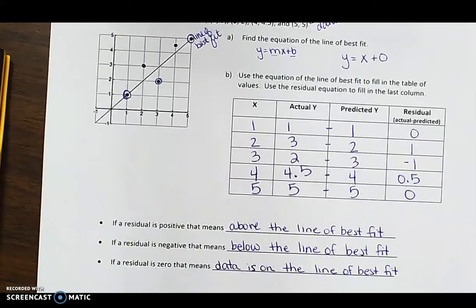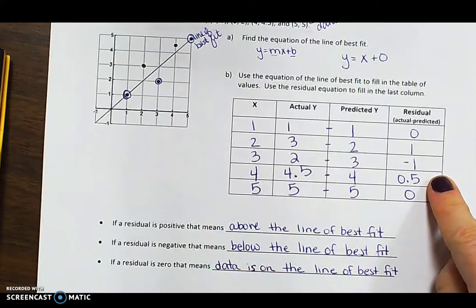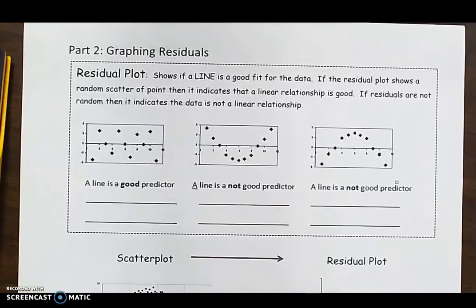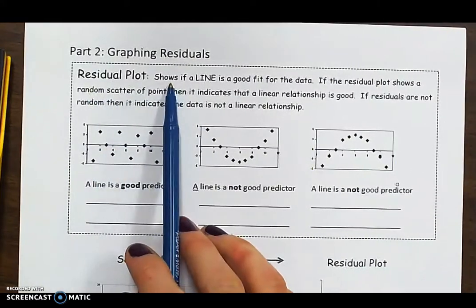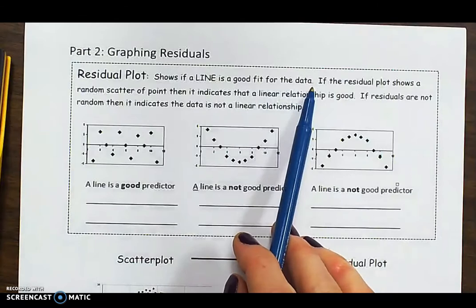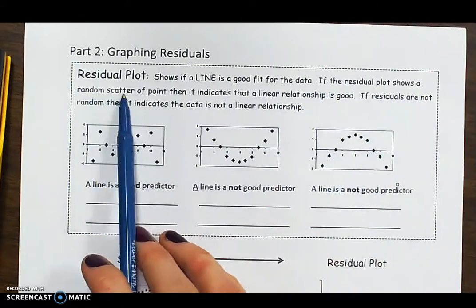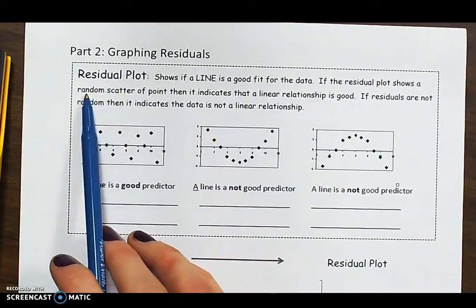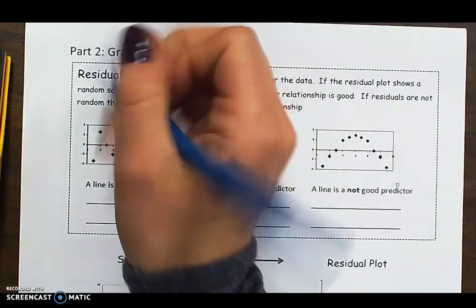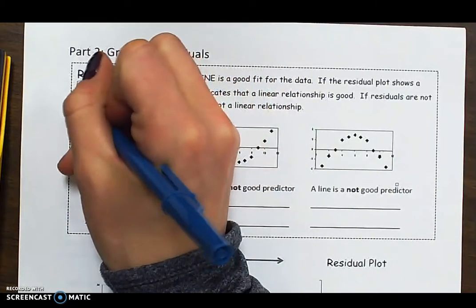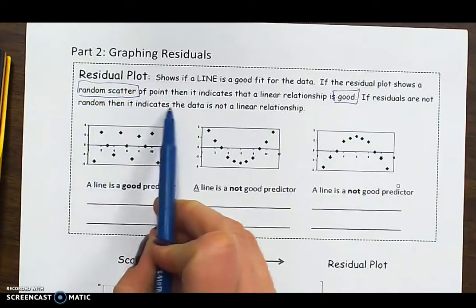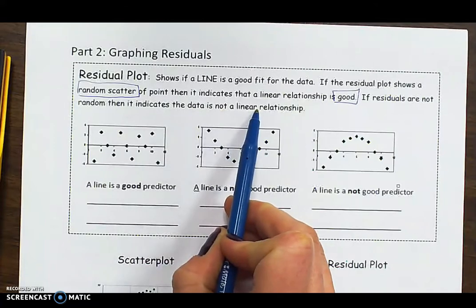Okay, so now that we know how to calculate a residual, let's take a look at what it means to plot a residual. A residual plot shows if a line is a good fit for the data. If the residual plot shows a random scatter of points, then it indicates the linear relationship is good. So random scatter is good.